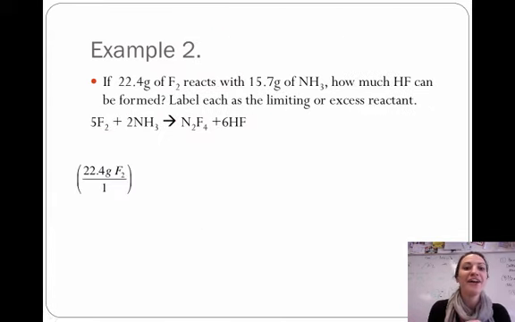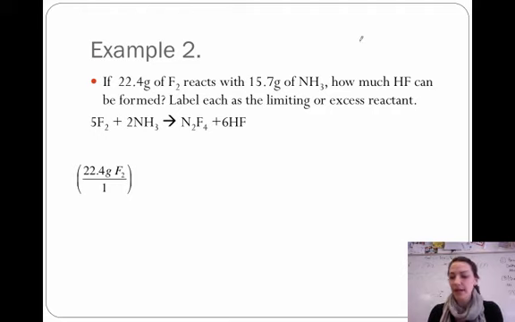All right, let's try another one. For this one, I'm going to have you do the second part, and I'm going to do the first part for you. So I'll do the fluorine, and I want you to try the NH3. So 22.4 grams of fluorine reacts with 15.7 grams of NH3. How much HF can be formed? You're going to label each as limiting or excess reactant.